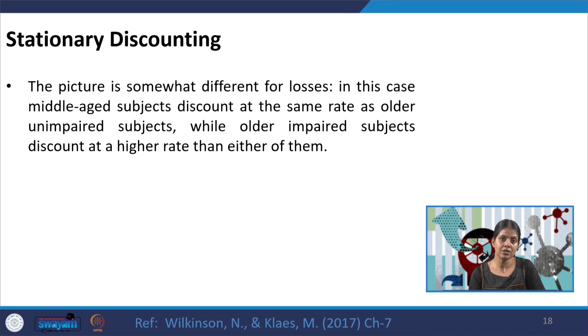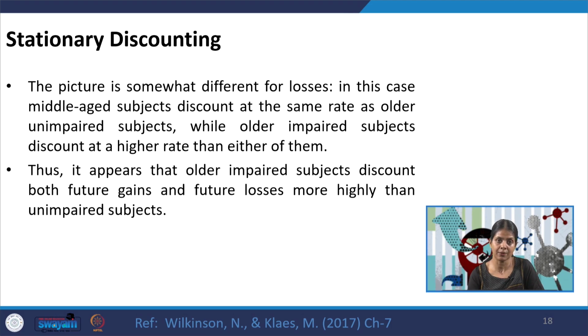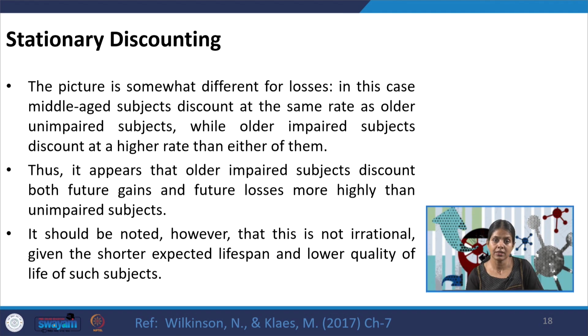The picture is somewhat different for losses. In this case, middle-aged subjects discount at the same rate as older unimpaired subjects, while older impaired subjects discount at a higher rate than either of them. Thus, it appears that older impaired subjects discount both future gains and future losses more highly than unimpaired subjects. It should be noted, however, that this is not irrational given the shorter expected lifespan and lower quality of life of such subjects. Now, here I would just like to clarify one thing.